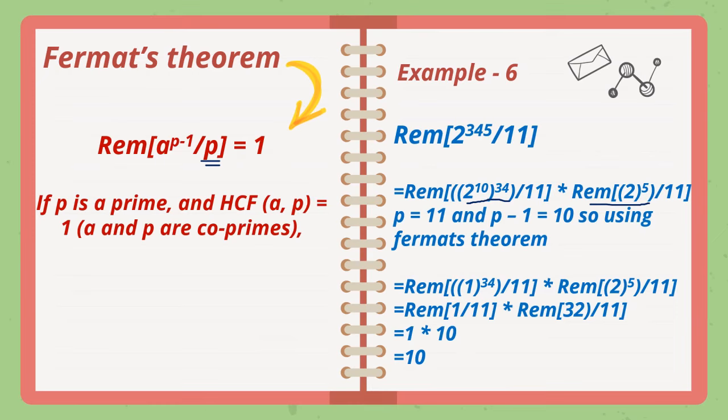Here I can apply this step in a part of it. 2 to the power 10, which is a to the power p minus 1, divided by p. So p minus 1 is 10, and I'm going to use Fermat's theorem. 2 to the power 10 divided by 11 leaves remainder 1. So 1 to the power 34 again leaves remainder 1. So my remainder in the first case is 1. 2 to the power 5 is 32. 32 on dividing by 11 leaves remainder 10. So 1 into 10, 10 is the required remainder.